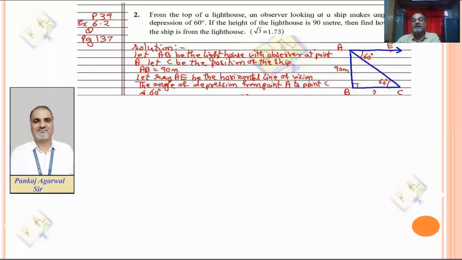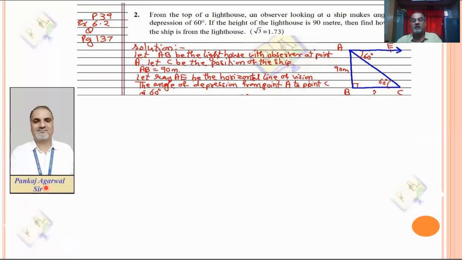So let AB be the lighthouse with the observer at point A. Let's see with the position of the ship. AB equals to 90 meters. Let ray AE be the horizontal line of vision.